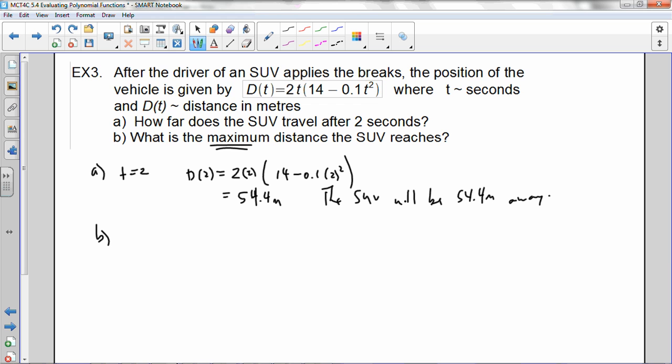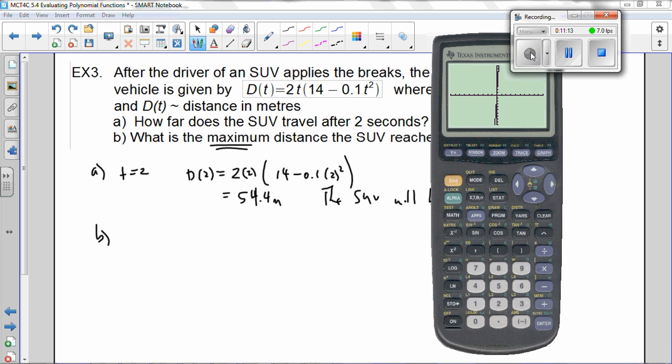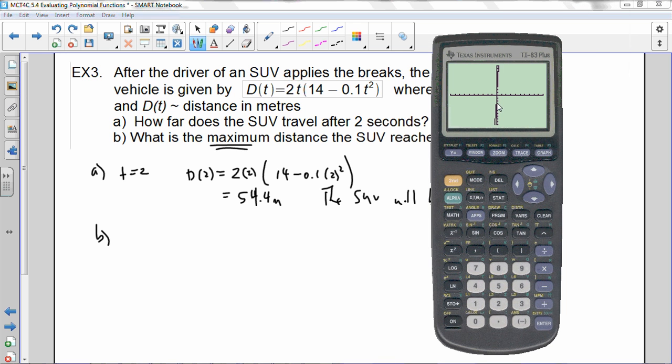So fire up the old TI-83 again and clear out the old stuff. I'm going to put in 2 times x bracket 14 minus 0.1 x squared end bracket. Then when I press zoom 6, I get this sort of not very nice graph. I can't see what's going on. Well, what's happened is this graph is growing too fast. I need to change my window setting.